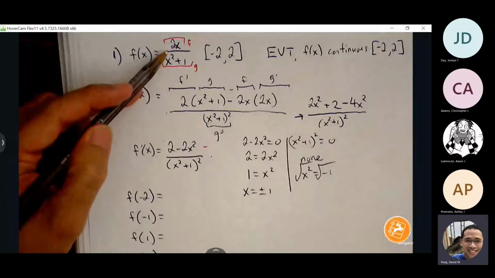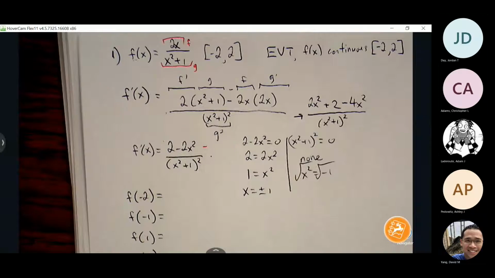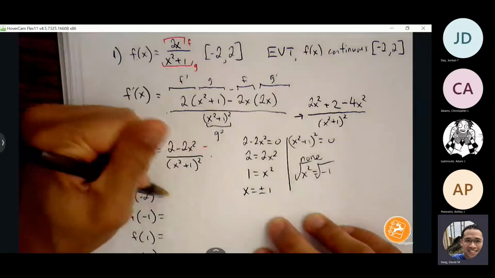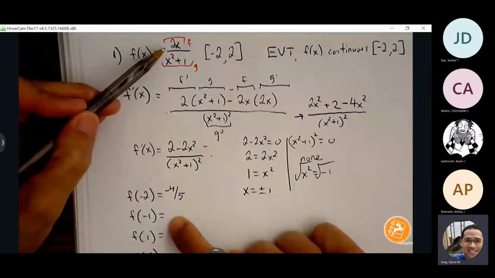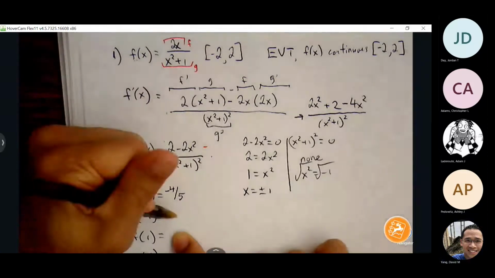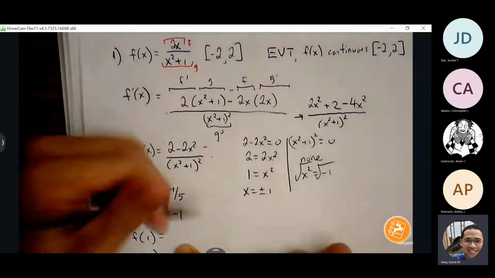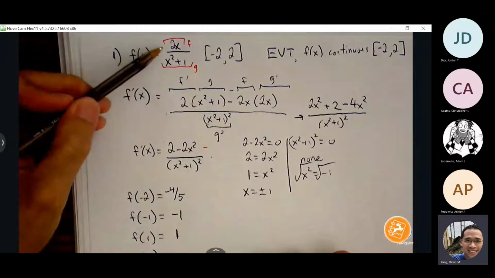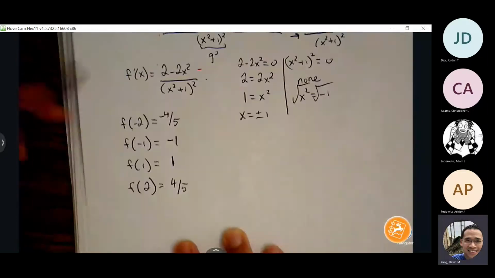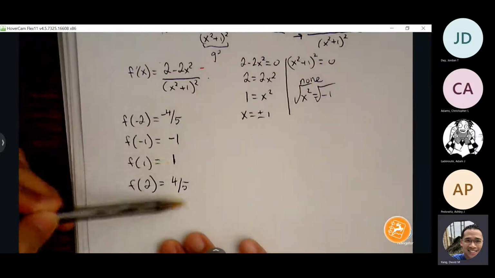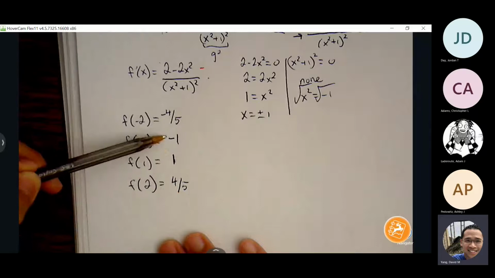Okay, -2 in for x, we get -4 over 5. Insert -1, we get -2 over 2, which is -1. Insert 1, 2 over 2, which is 1. Insert 2, 4 over 5. We know the highest and lowest values are restricted to these numbers. The highest number I see is 1. The lowest number I see is -1.